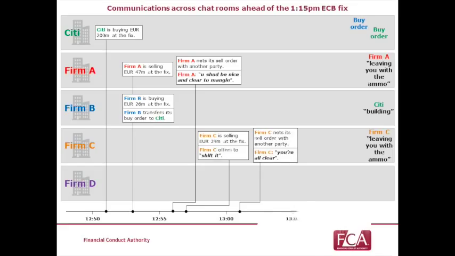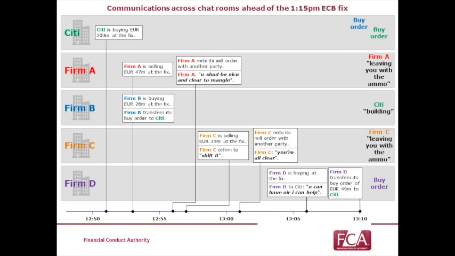Firm D needs to buy an unspecified quantity of euros in the market at the ECB fix. Firm D offers to transfer these net buy orders to Citi or execute this order in a way that would assist Citi. "You can have, or I can help." Firm D transfers its net orders of 49 million euros to Citi. This is another example of giving you the ammo, or building.